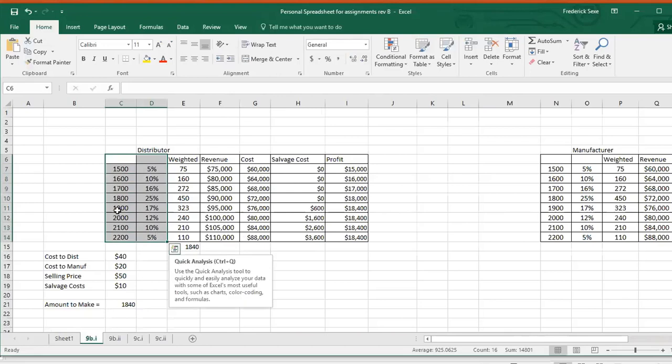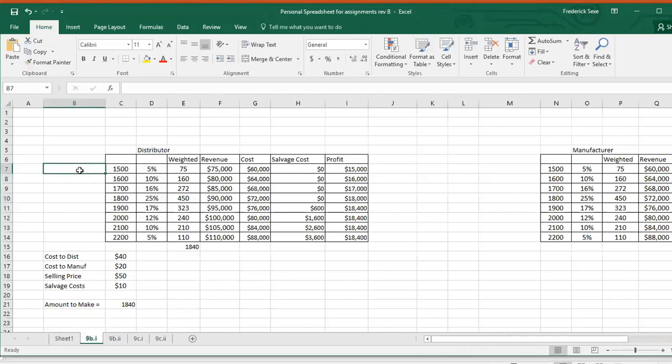Okay. It says the manufacturer produces at a cost of $20 per unit. That's a cost to the manufacturer. Now this is the important part. The distributor sells to the end customer at $50 a unit, which I have here. And unsold units are sold for $10 a unit, which is salvage.